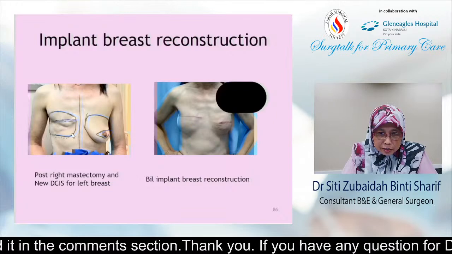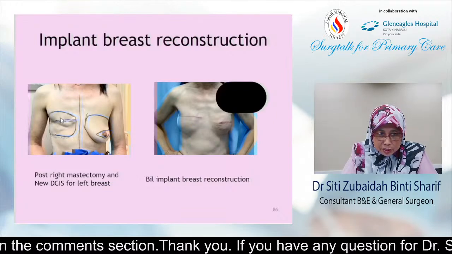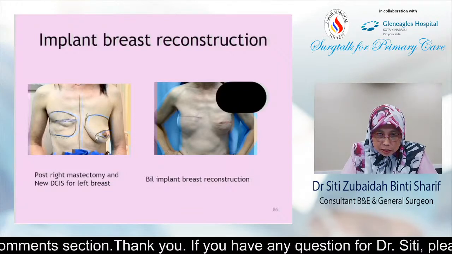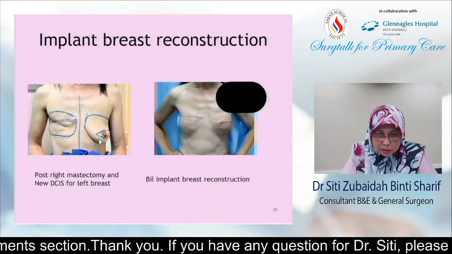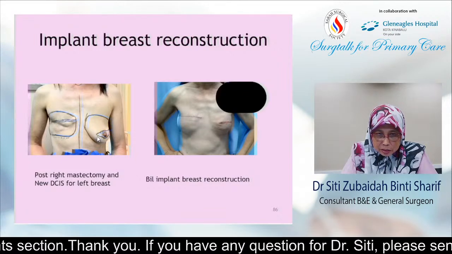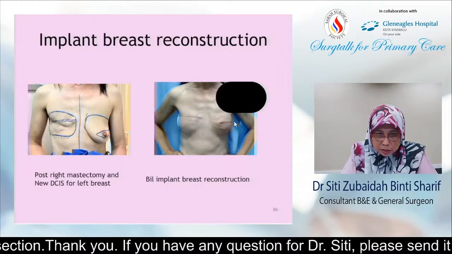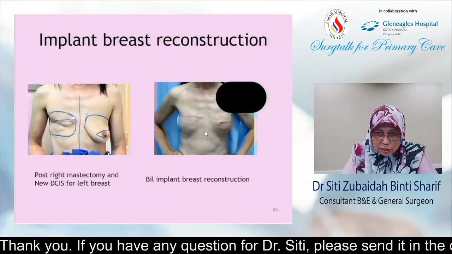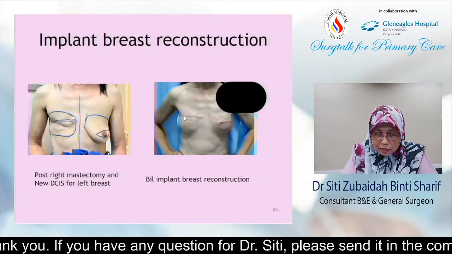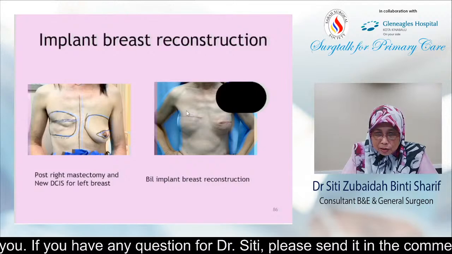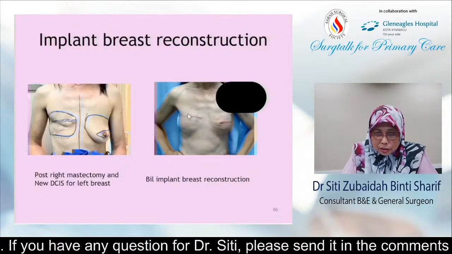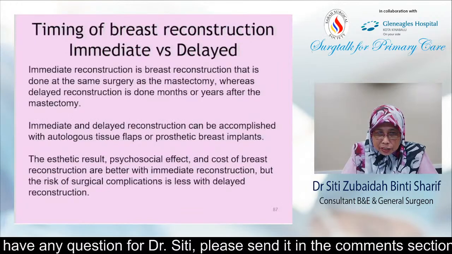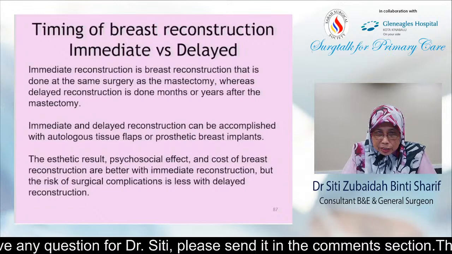This patient had previous right breast cancer. She had a mastectomy, and on follow-up she had a new ductal carcinoma in situ in the left breast. And what we did is we did a mastectomy, and implant breast reconstruction, and also delayed implant breast reconstruction in 2 stages. So we put a tissue expander first. So like I mentioned just now, it's either immediate or delayed.